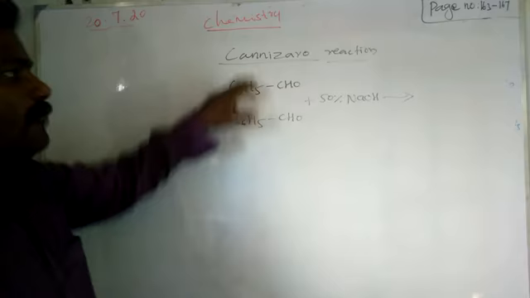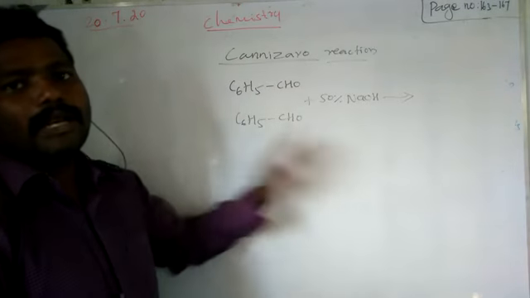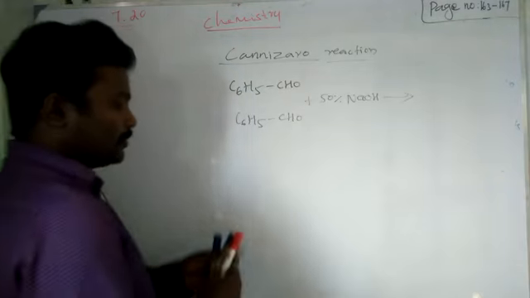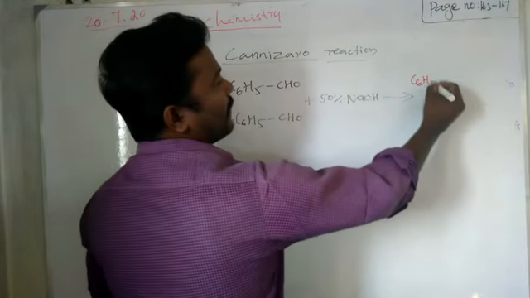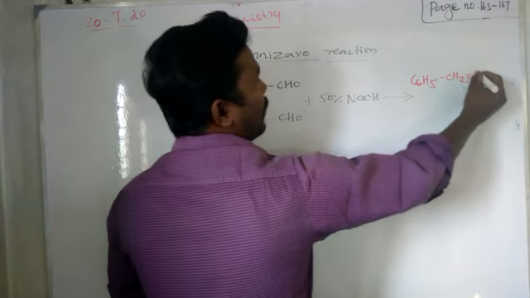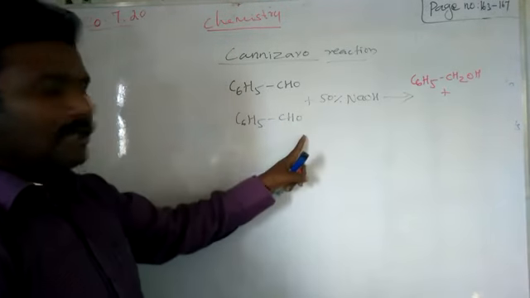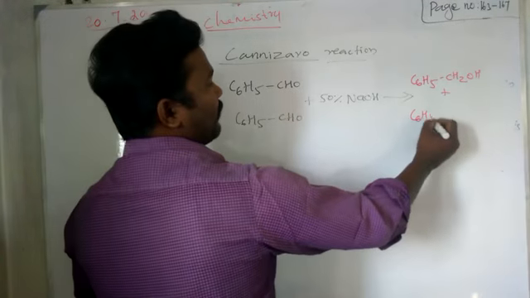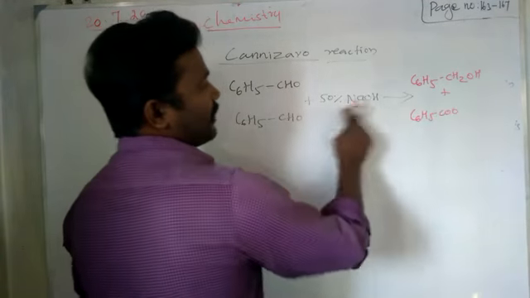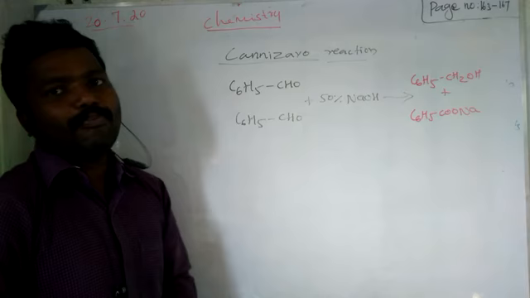That means what? From the 2 reactants, one will undergo oxidation, another one will undergo reduction. So altogether it will give primary alcohol, so benzyl alcohol, and also a salt of a carboxylic acid will form. Here what base have we taken? So sodium salt of carboxylic acid will form. So benzyl alcohol and sodium benzoate.